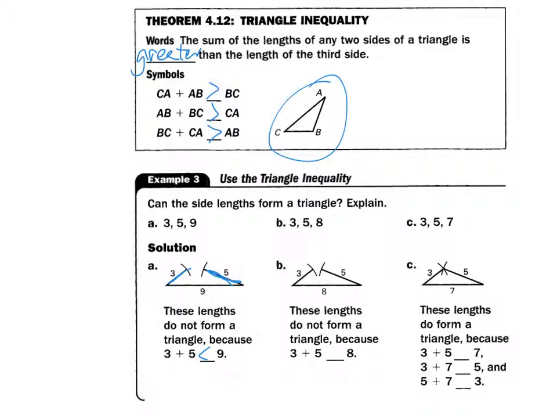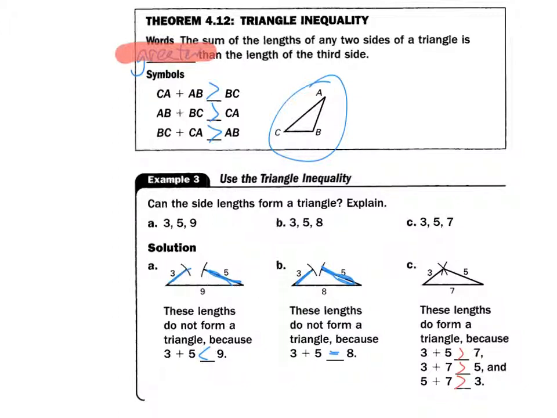The second one, 3, 5, 8. If I put it all together, notice that, again, 3 plus 5 equals 8. You still don't have a triangle. It has to be greater than the third side. The third one, 3, 5, 7, and you have to try out all three possibilities. 3 plus 5 is 8, which is greater than 7. 3 plus 7 obviously is greater than 5. 5 plus 7 obviously is greater than 3. So now we do have a triangle.